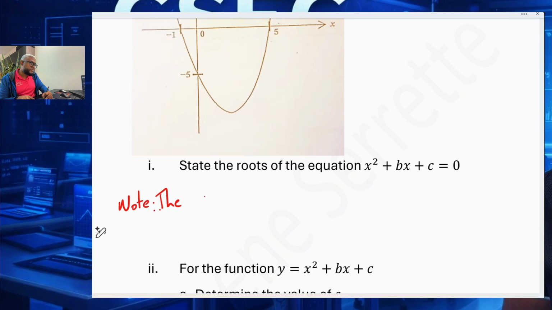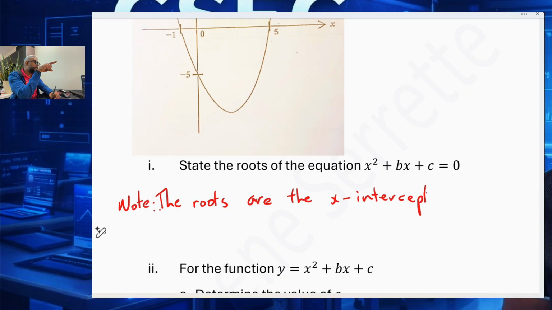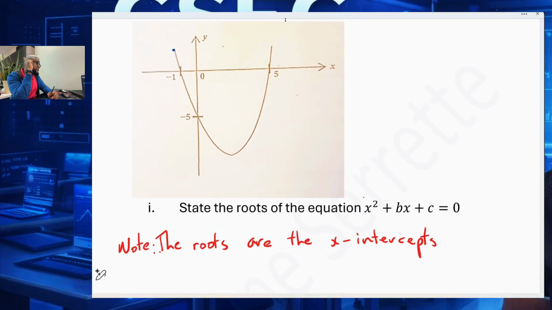The roots are the x-intercepts. Clear as day here, right? What's the name again? Sapphire. What are the x-intercepts or the values of x where the curve is cutting through the x-axis? You see that clear as day then? You not seeing it clear?